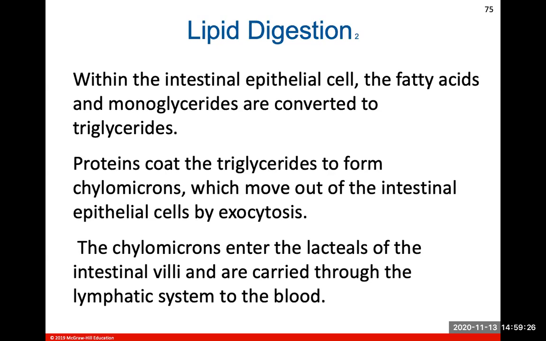Within your intestinal epithelial cell, the fatty acids and monoglycerides are converted to triglycerides. Proteins will coat the triglycerides to form chylomicrons, which will move out of your intestinal epithelial cells by exocytosis. And then these chylomicrons will enter the lacteals of the villi in the intestines, and they will be carried through the lymphatic system to the blood.